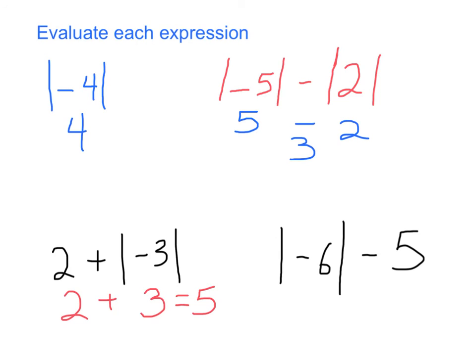And on this last example, I see the absolute value of -6 is 6. I know it's 6 units away from 0. I'm going to take away 5 from that 6, and I'm going to get 1.